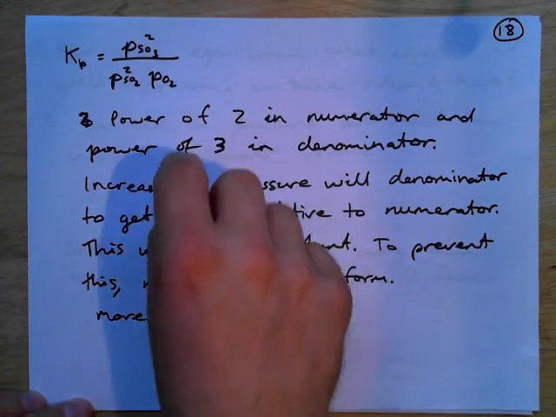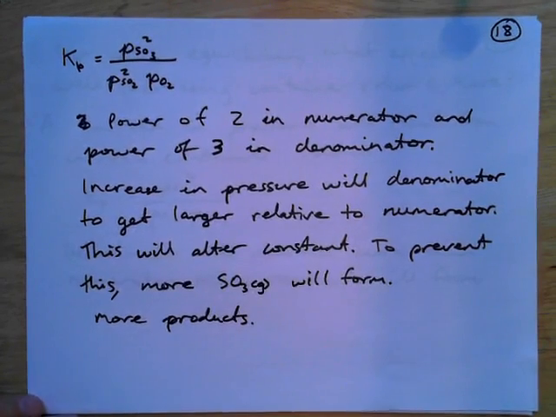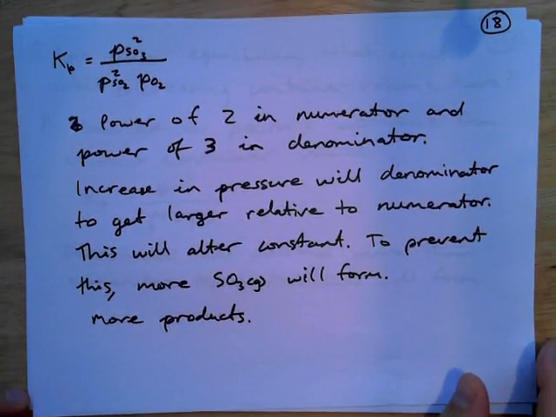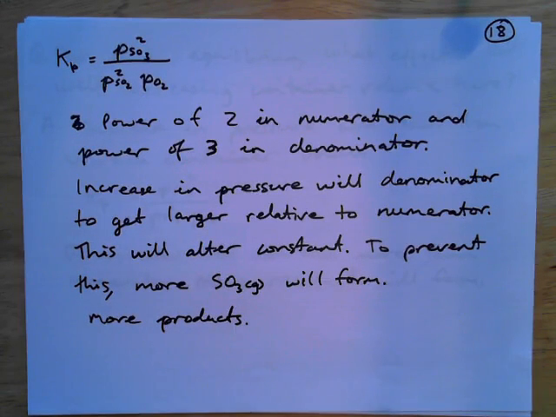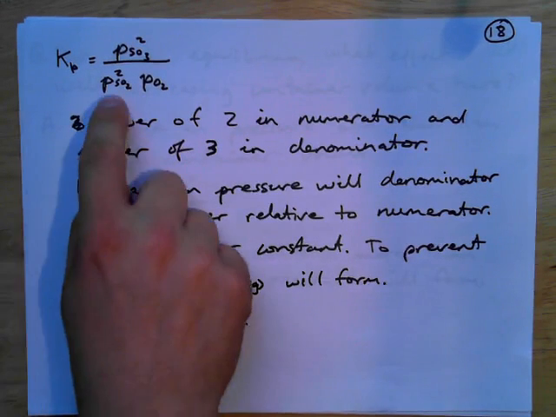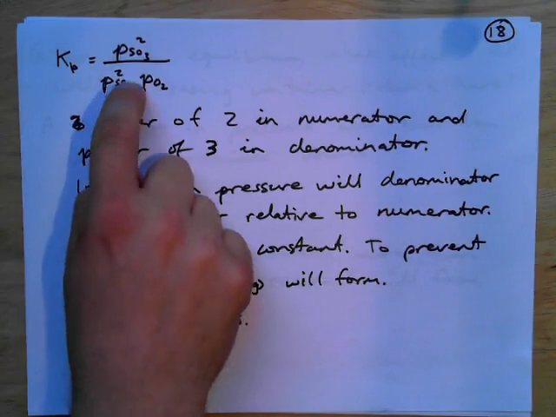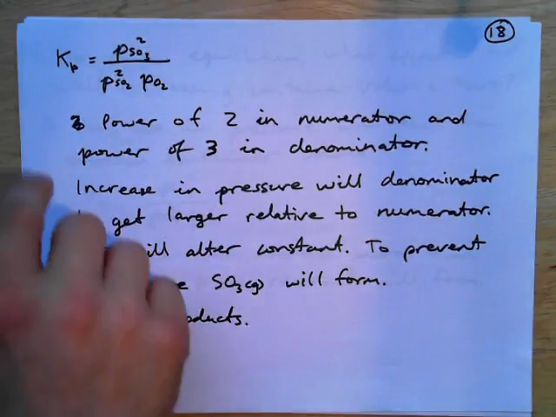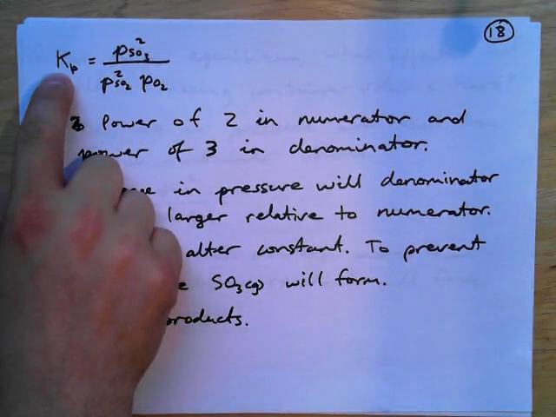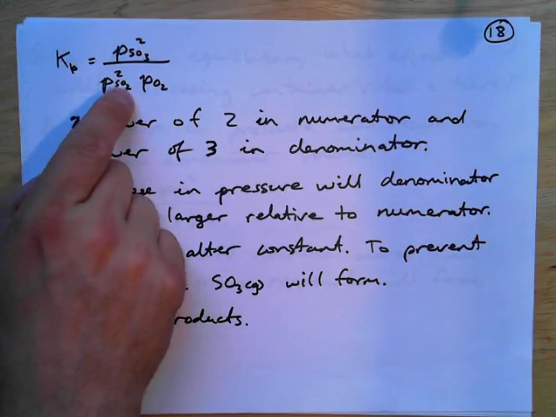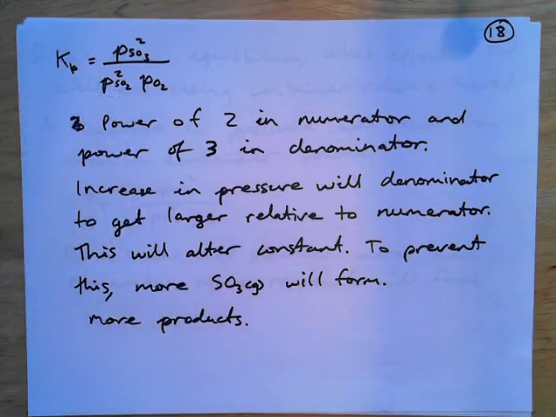Basically, if you just look at the one that has the highest power there, that will help you understand what's going on. So the denominator has the largest power, and so any increase will increase the denominator more than the numerator. But K has to stay constant. So the only way that K can stay constant is if it makes more product. Okay? I hope that makes sense.